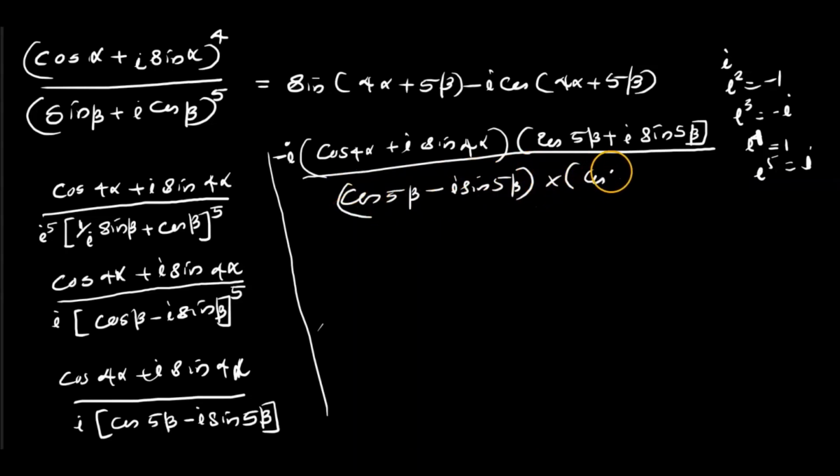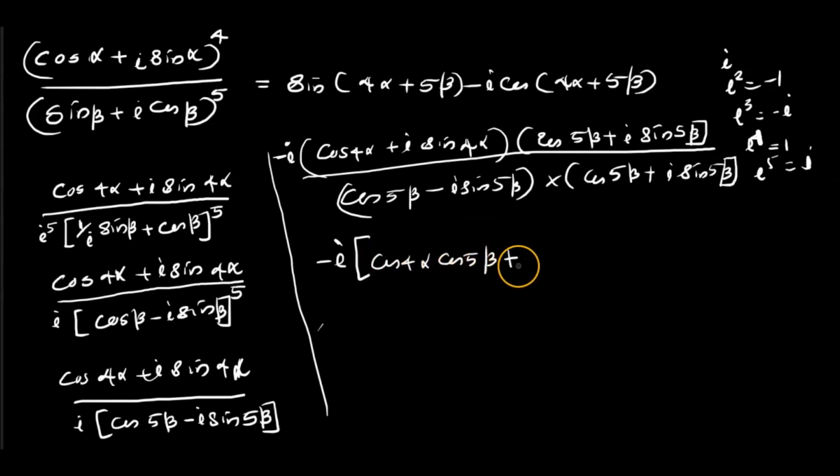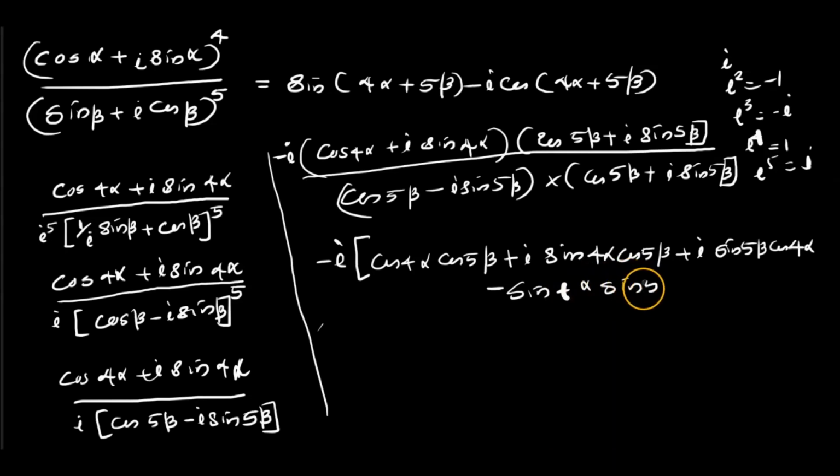Into its conjugate cos 5 beta plus i sin 5 beta. So this is equal to minus i cos 4 alpha cos 5 beta plus i sin 4 alpha cos 5 beta plus i sin 5 beta cos 4 alpha, and i minus 1 minus sin 4 alpha sin 5 beta.